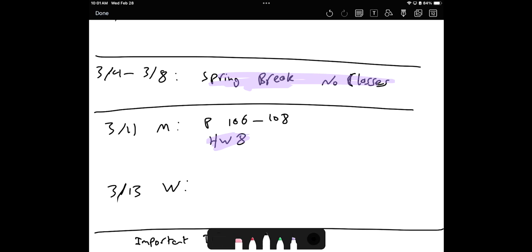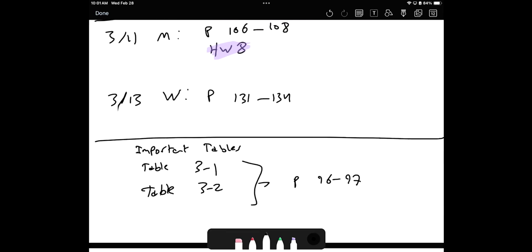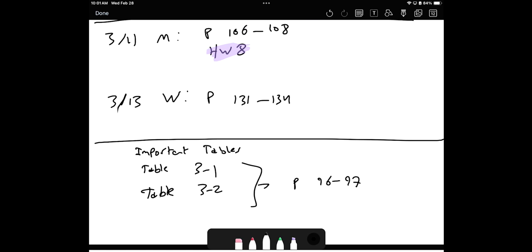While Wednesday, the readings on Wednesday, page 131 to 134. And of course, the important tables are table 3.1, 3.2, in page 96 and 97 of the textbook. So these are very important.